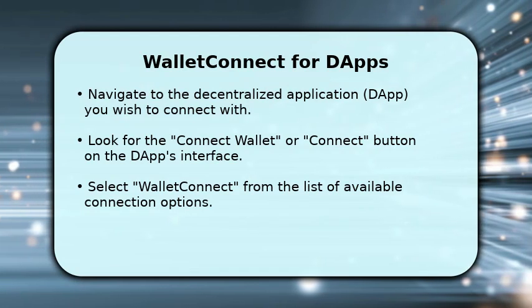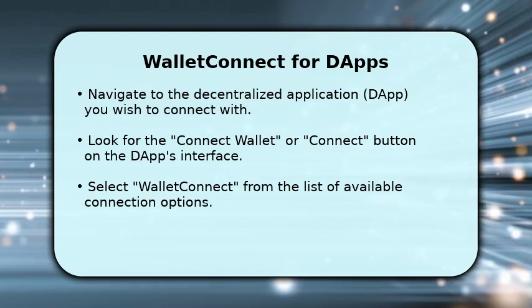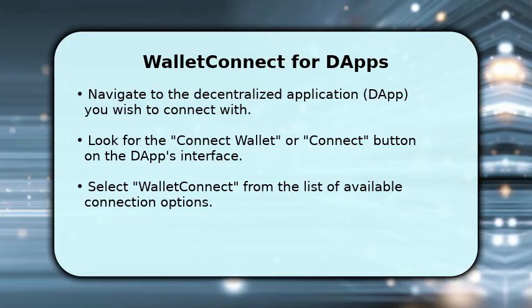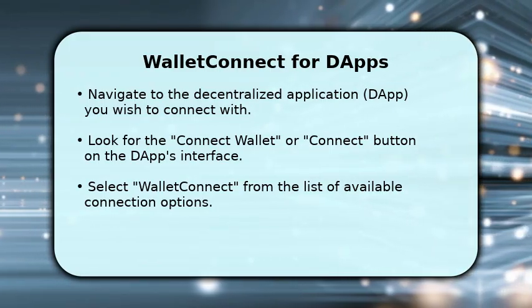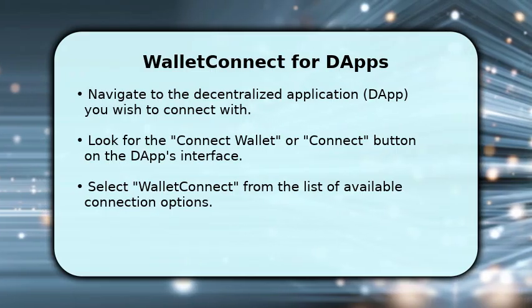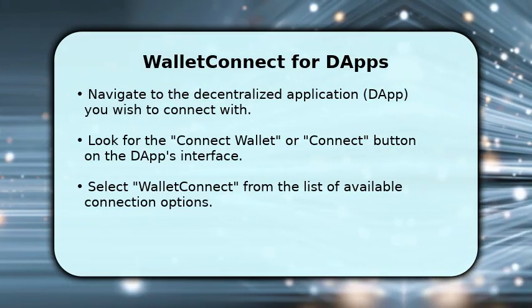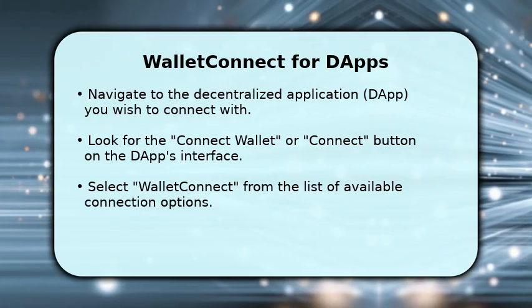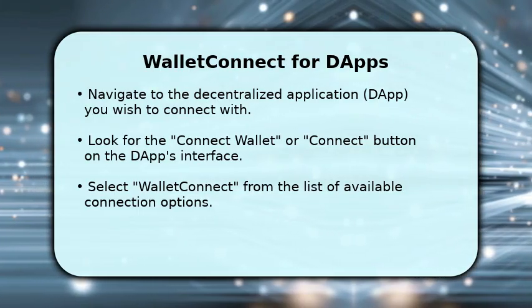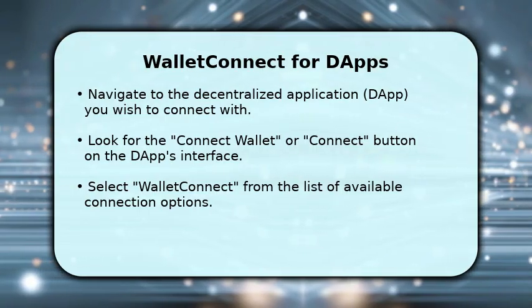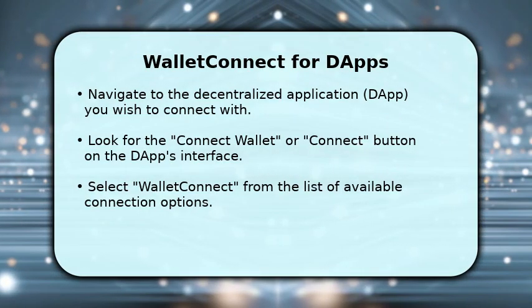Now, let's connect to a decentralized application. Open the dApp in your web browser or through the Trust Wallet's built-in dApp browser. Find the Connect Wallet button, usually located at the top right or bottom of the screen. From the options presented, choose Wallet Connect. This universal protocol allows your Trust Wallet to securely interact with thousands of dApps.